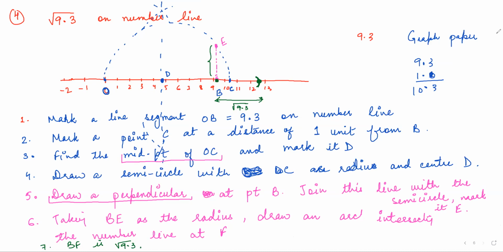Yeah, has everybody written it? Yes, ma'am. Okay. So these are the steps to locate a point. So this is your point F. Please mark it F. So actually F is the location of under root 9.3. So from B to F is actually under root 9.3.